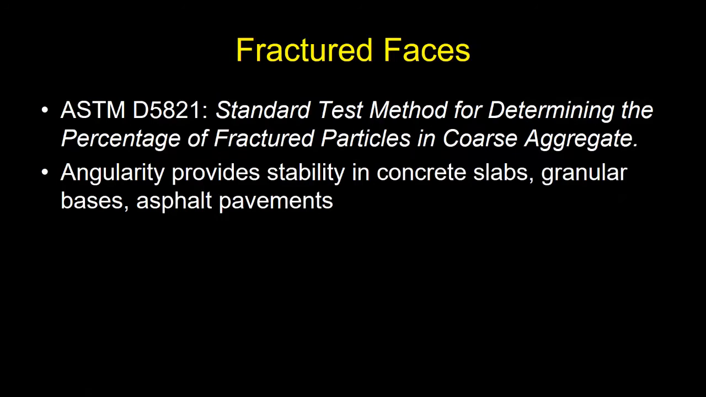ASTM D5821, standard test method for determining the percentage of fractured particles in coarse aggregate. So particles that are fractured probably come from a quarry where they're blasted or broken up by a crusher at a quarry. And so that angularity provides stability in concrete slabs and granular bases, asphalt pavements, etc.